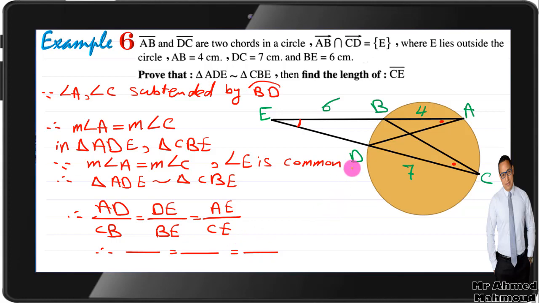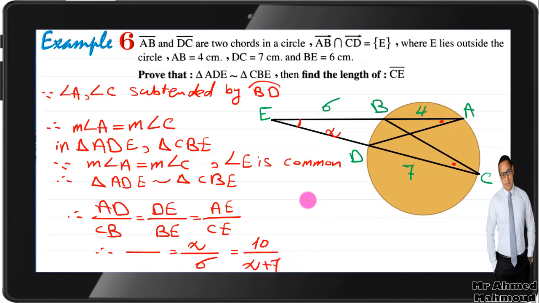Here I'm going to call ED X. So AD over CB, I will not write this ratio because both of them are unknown. DE equals X. Here, BE is 6. AE equals 4 plus 6 equals 10. CE equals X plus 7.